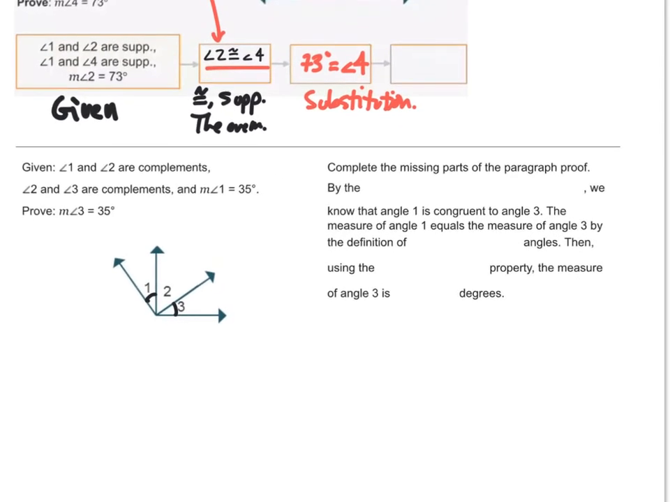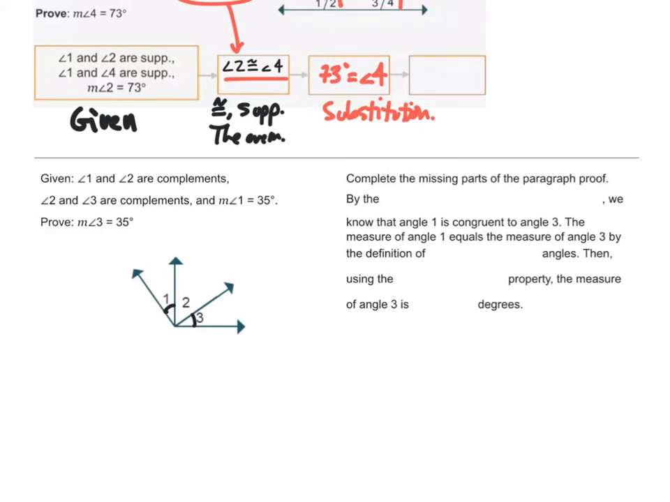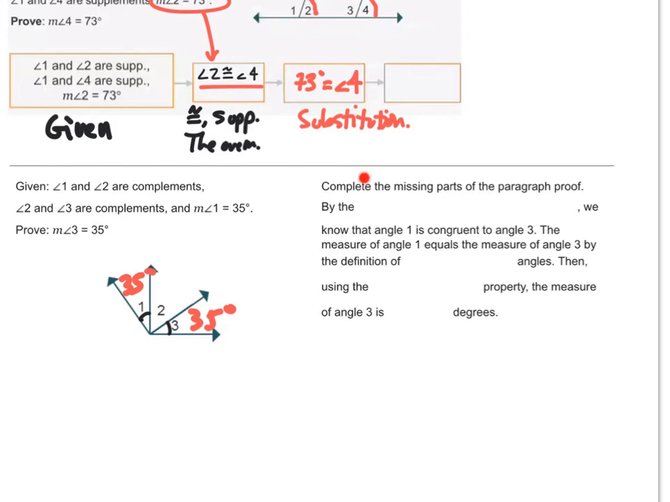Now we want to complete the proof, and it also tells us that this is 35 degrees. If we already know that they're congruent, then I know that this is 35 as well. So let's put that into words. It says complete the missing parts of the paragraph proof. By the congruent complements theorem, we know that angle 1 is congruent to angle 3. We drew the picture. The measure of angle 1 equals the measure of angle 3 by definition of congruent angles.